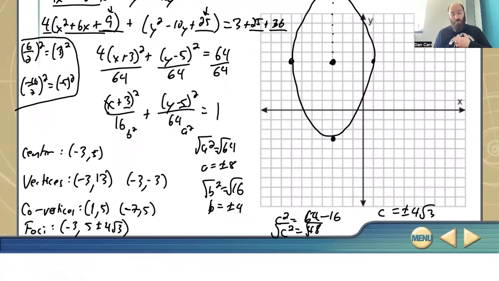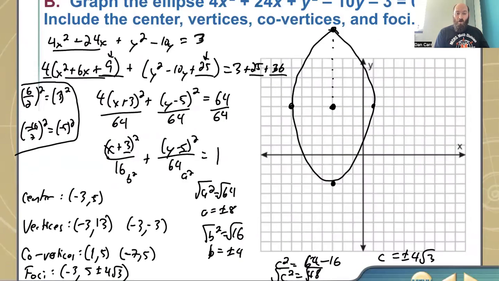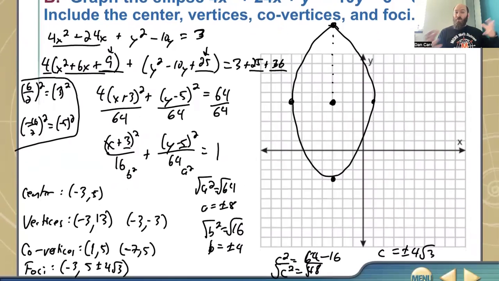Okay, and that's it for ellipses. We're just talking more about graphing them in this case, and we sometimes have to write the equation out and do some modifications. But for the most part, we're just looking at major versus minor axis, and then also finding the foci as well.